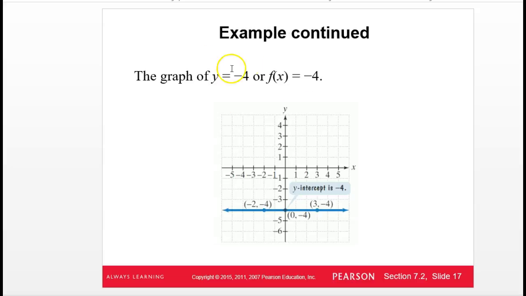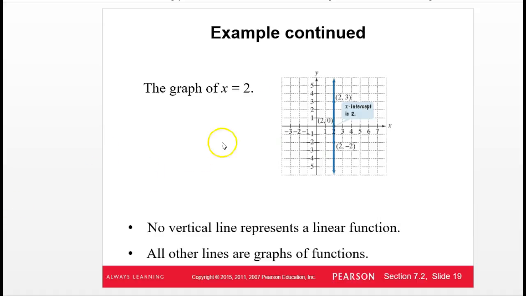Only y. This is a function. It's not a very interesting function. It doesn't change. It's always -4. But this is not a function. A function has to, the x's have to change. You can't have the same x over and over and over for something to be considered a function. So that's what we mean down here by it's not a function.